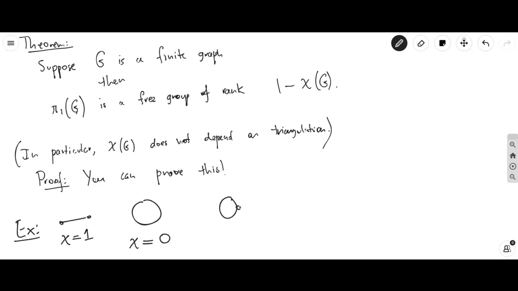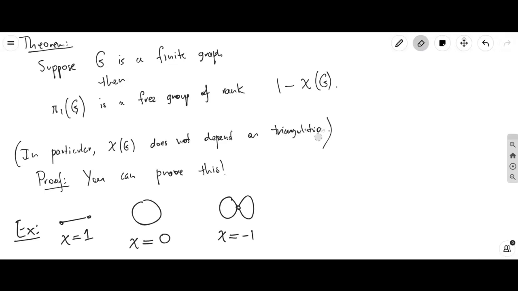If you have a figure 8 space, then we saw that the Euler characteristic is negative 1. And then the fundamental group of the figure 8 space is a free group of rank 2, which makes sense. It's 1 minus negative 1, so that's 2. So as you can see, this does work out for these simple examples, but you can prove this more generally. And this is a very nice way to show why the Euler characteristic does not depend on the triangulation.